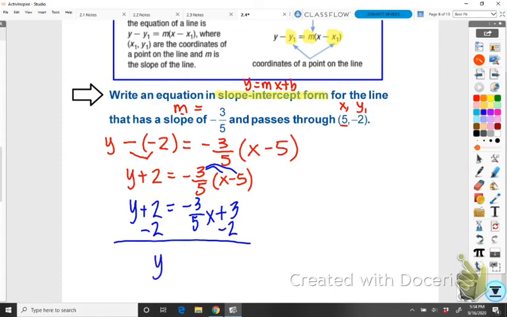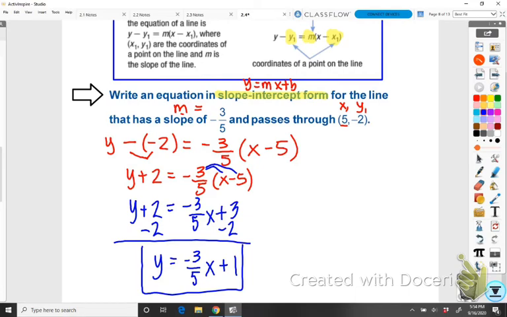So this is going to be y equals -3/5 x plus 1. So now we're in slope-intercept form. I got my m and I got my b. So sometimes it's easier, depending on what you're being asked to do.